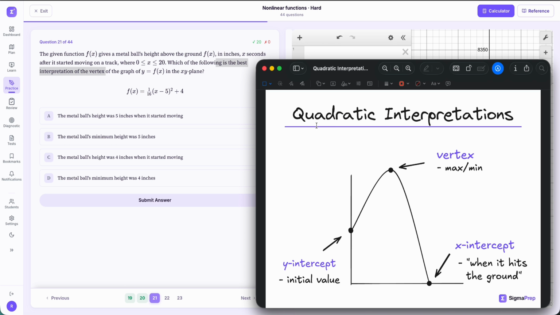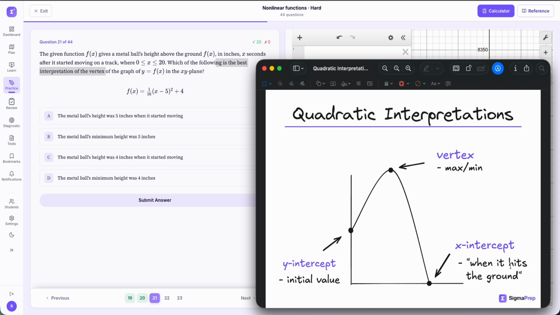So here they're talking about the vertex. The vertex is about the max or min. Right away, you see, I need an answer choice that says max or min. So it's not A, it's not C, right? The y-intercept's the initial height, right? A is talking about like the height when it started moving. That would be like the y-intercept, which they could very well ask you. They're just not asking it here, right?